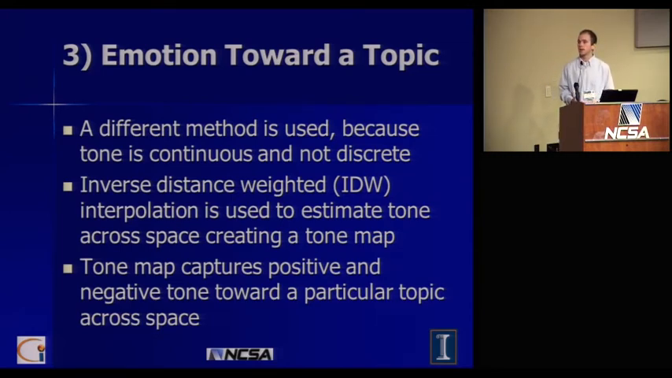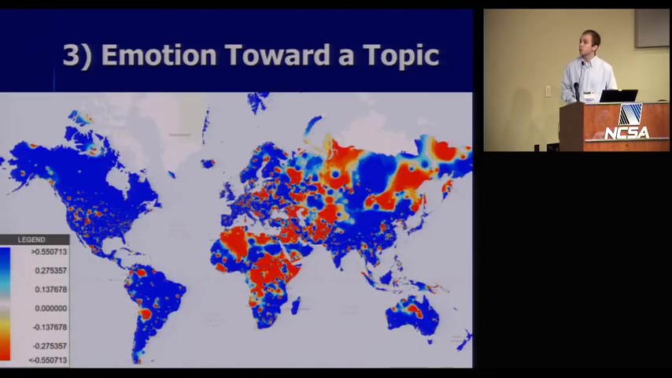So our tone map is going to capture both our positive and our negative tones across space. And if we map that out for Wikipedia for armed conflict, you can see that North America seems to be pretty positive about armed conflict. The Middle East and Africa, maybe not so much.